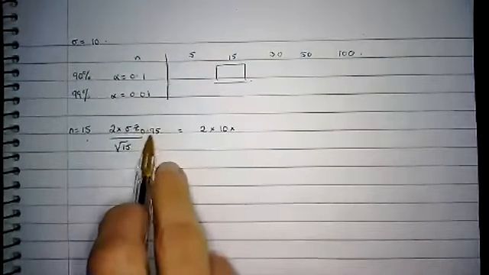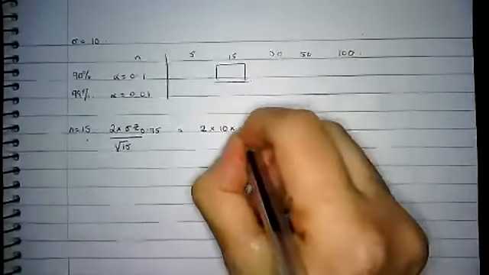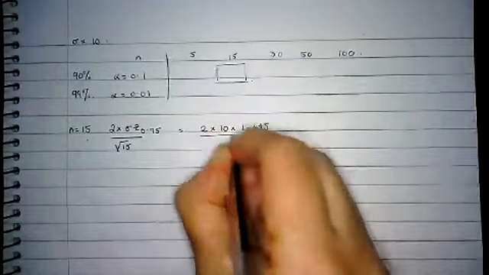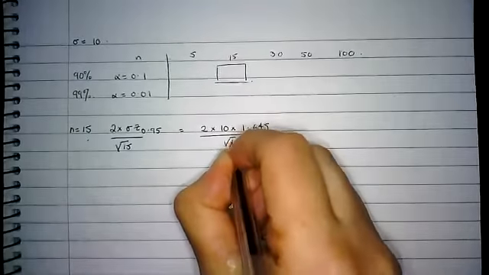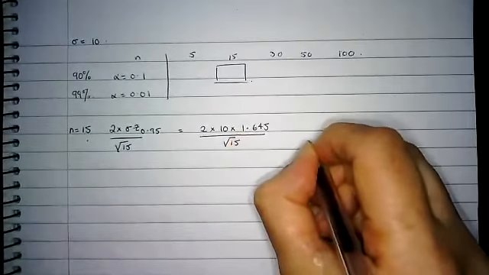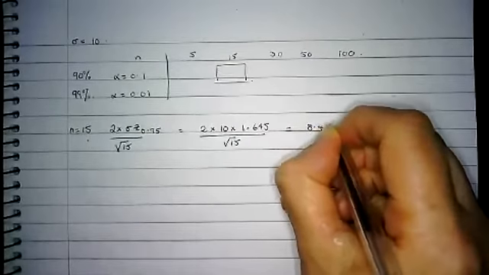And if we look this one up in the table for the normal distribution, we're going to find that that is 1.645. Then 50, square root of 50, and the value of this is 8.49.